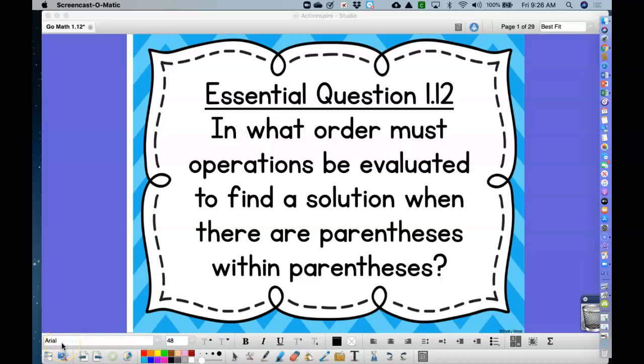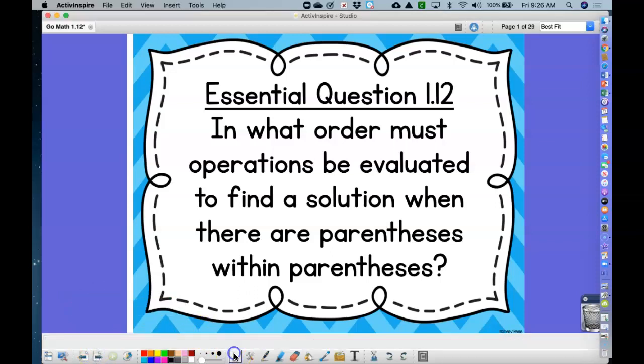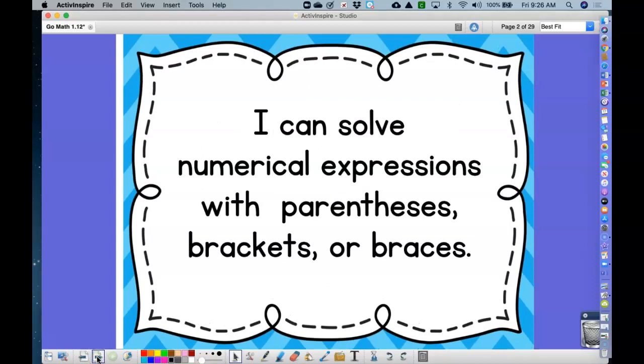In Chapter 1, Lesson 12, our essential question is, in what order must operations be evaluated to find a solution when there are parentheses within parentheses? Our I can statement is, I can solve numerical expressions with parentheses, brackets, or braces.